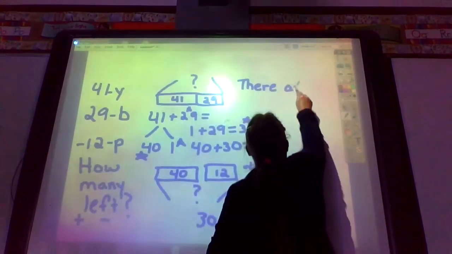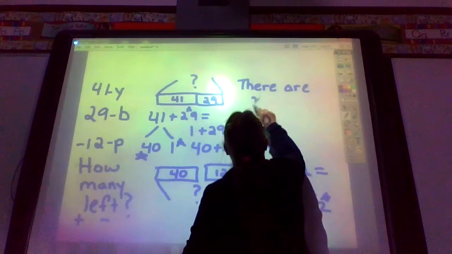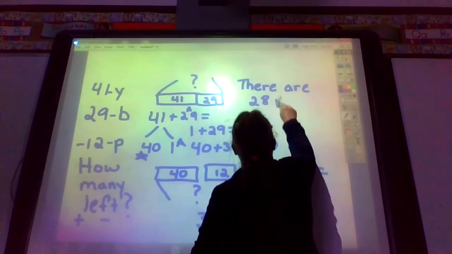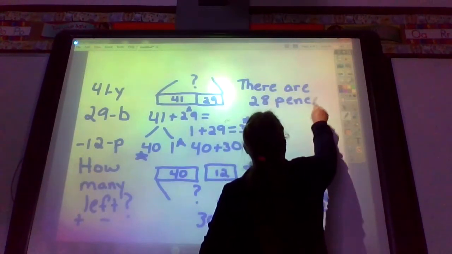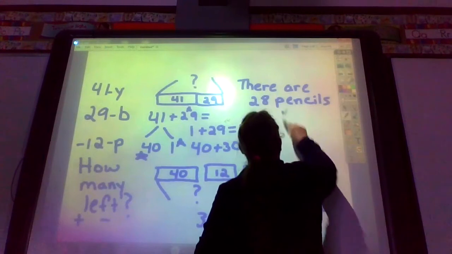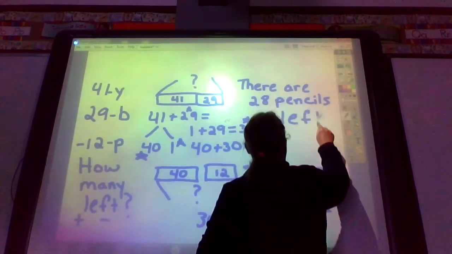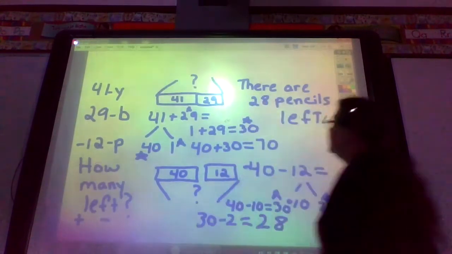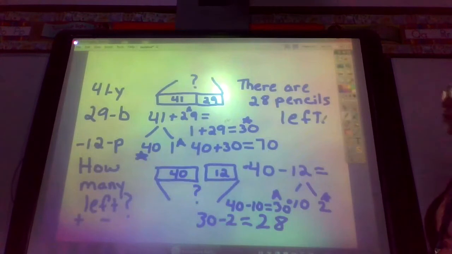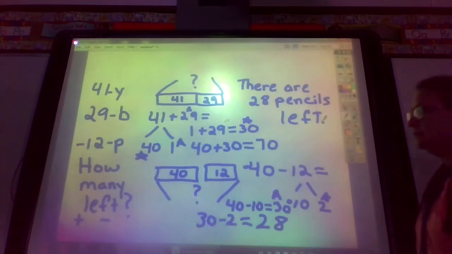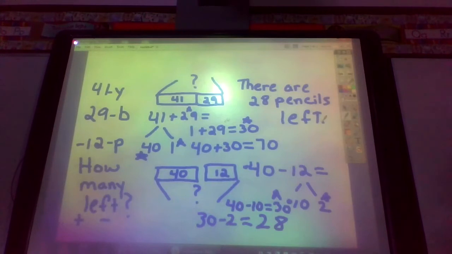There are 28 pencils left. And there is my sentence. 2-step problem. We had to add and then we had to subtract. And my answer is there are 28 pencils left. How many are left? There are 28 pencils left.